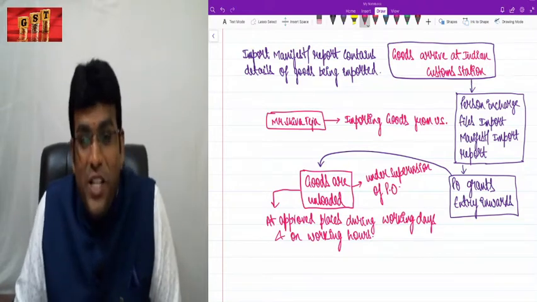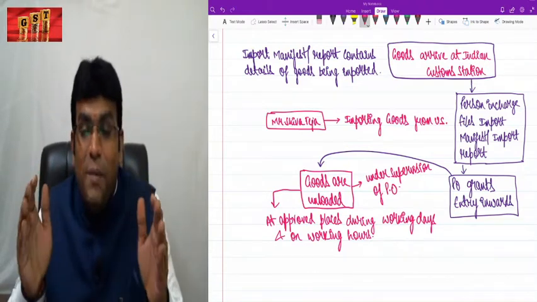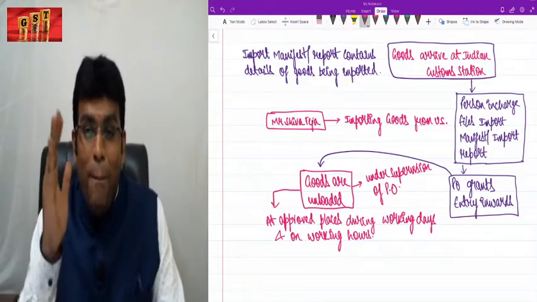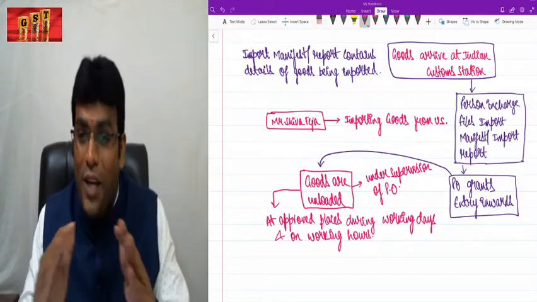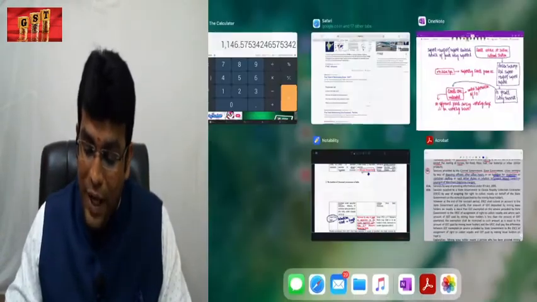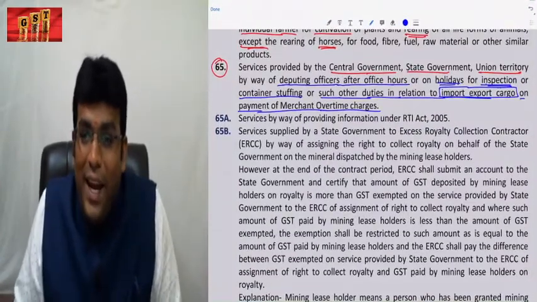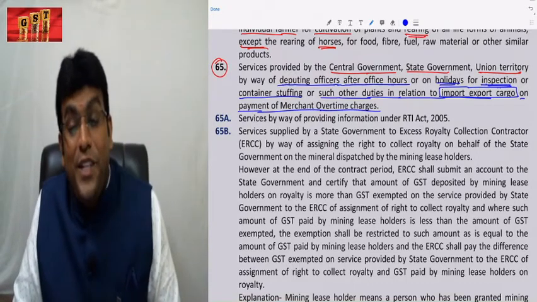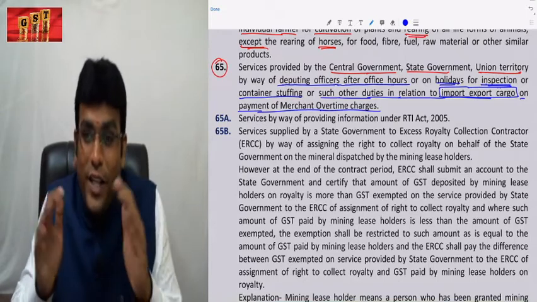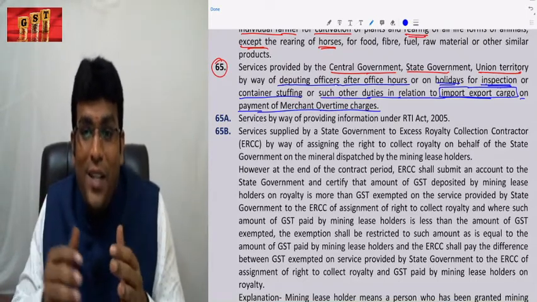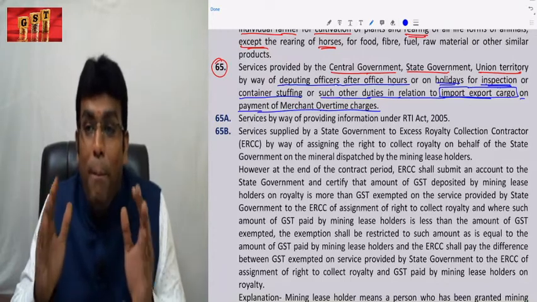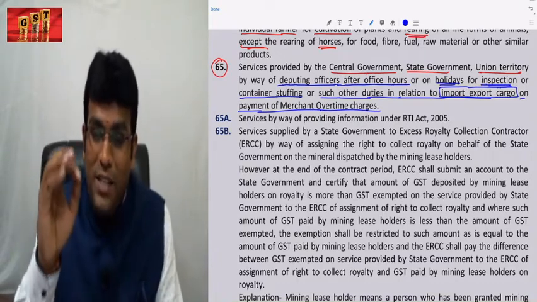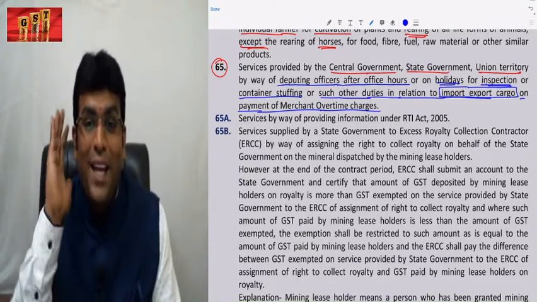What charges? Merchant overtime charges. Now, the interesting point you have to understand is that on merchant overtime charges, GST will not apply. Going back, friends, see the point now. Service provided by central government, state government, union territory by way of deputing officers after office hours or on holidays for inspection or container stuffing or such other duties in relation to import-export cargo on payment of merchant overtime charges. On that, GST will not apply.